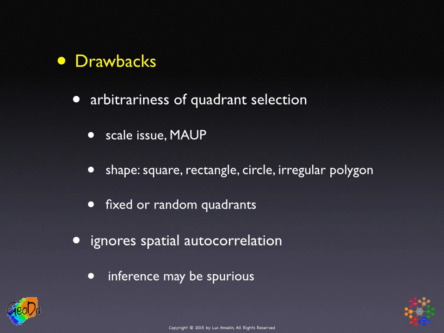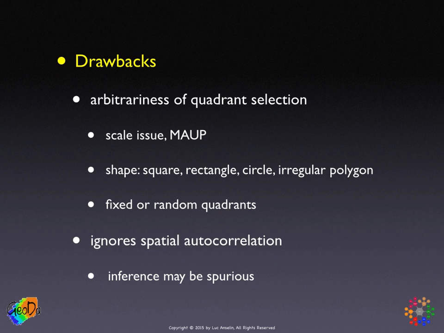But most importantly, the test statistic as such ignores the fact that the counts in nearby grid cells may very well be spatially correlated, may very well be more similar than they would be randomly, and that will affect the inference. So inference could be spurious in the sense that your p-value, your type 1 error, is actually not what you think it is from the computation.